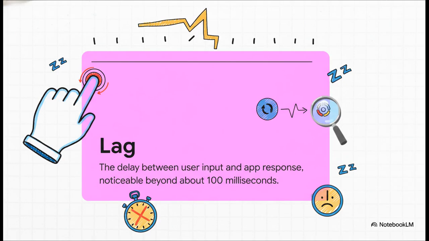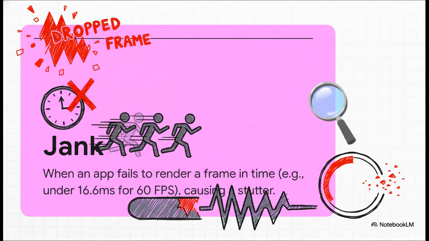First on our list is lag. This is pretty straightforward. It's the delay between you tapping something and the app actually doing something. Once that delay gets longer than about 100 milliseconds, our brains pick up on it and the app just feels slow. Then there's jank. Oh, jank is the absolute enemy of smooth, buttery animations. See, for a silky smooth 60 frames per second, your app has just 16.6 milliseconds to draw every single frame. If it misses that deadline even by a little bit, a frame gets dropped, and what you see is a jarring stutter. It's like a song skipping a beat.